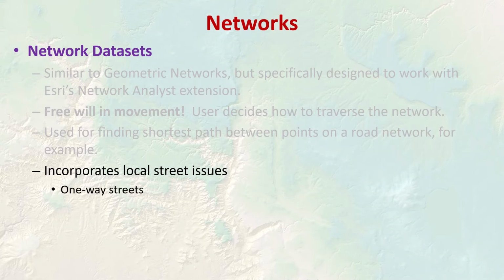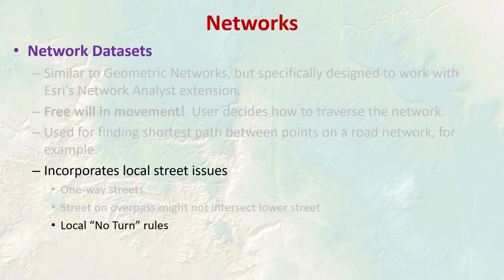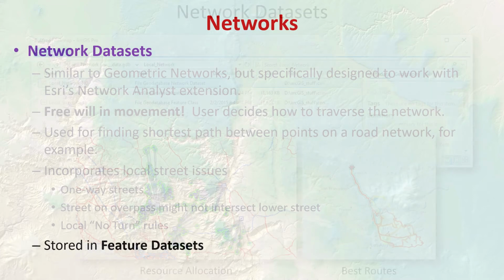You can incorporate one-way streets. You can incorporate streets that cross each other but don't actually intersect, such as an overpass. You can set up rules along the street that say you can't turn particular directions, or maybe you can turn different directions. And again, these are stored in feature data sets. So feature data sets, remember, feature data set is what you use for describing a more complex system, something you can't describe with a single feature class. Well, these network data sets are good examples of these more complex systems.